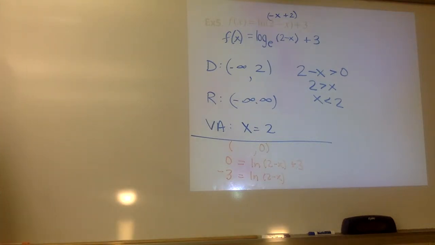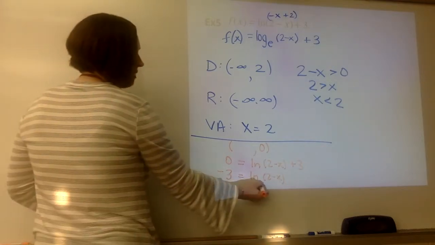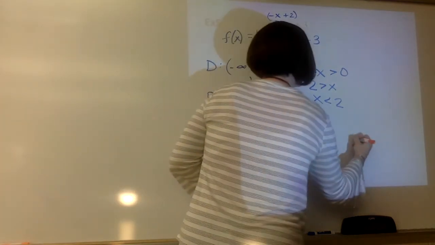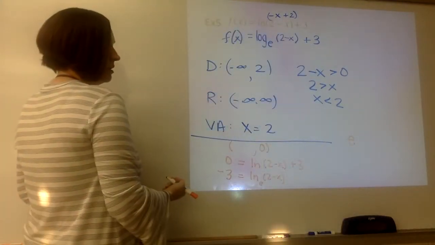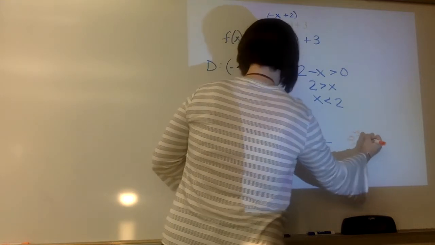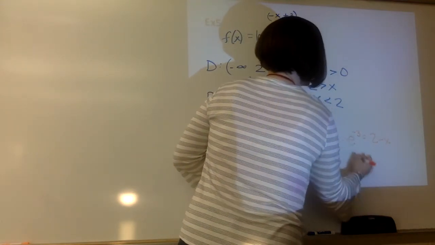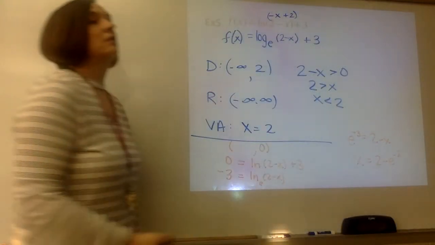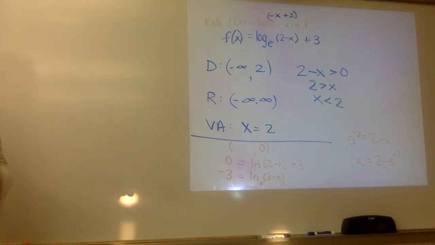Step 2, what's the base? It's not 2. What's the base understood to be right here? E. So if I convert this, I get e to what power? E to the negative 3 is equal to 2 minus x. So I get x is equal to 2 minus e to the negative 3. What is that in your calculator?